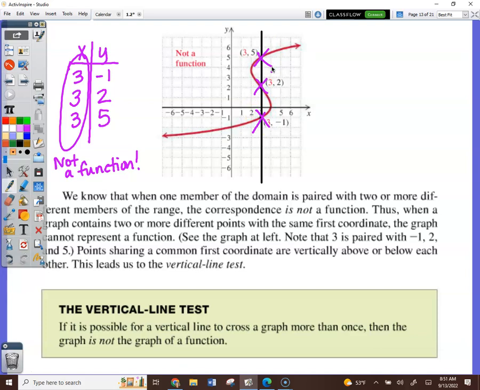So now go to the next slide and practice it. This is just a real quick yes or no. Look at the next 6 graphs and write yes or no, Y or N, as to whether the graph passes the vertical line test and is a function.